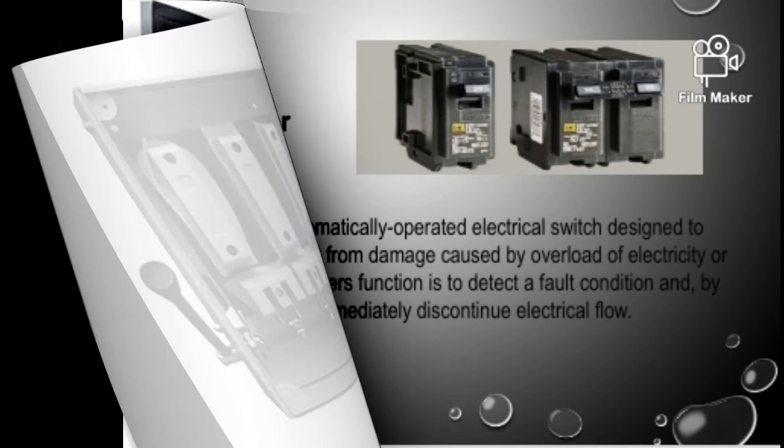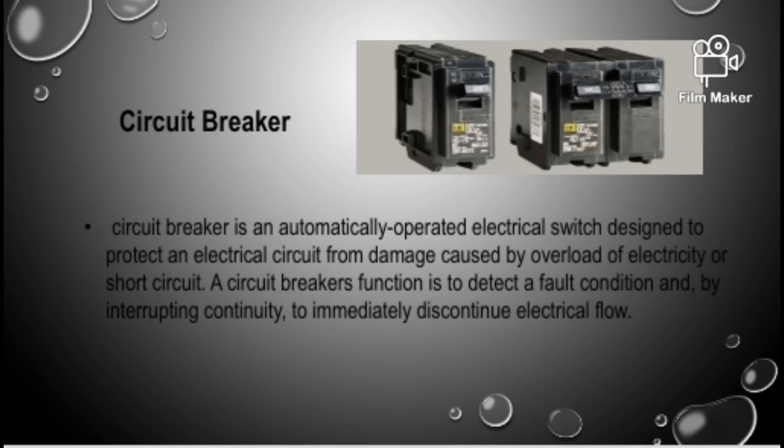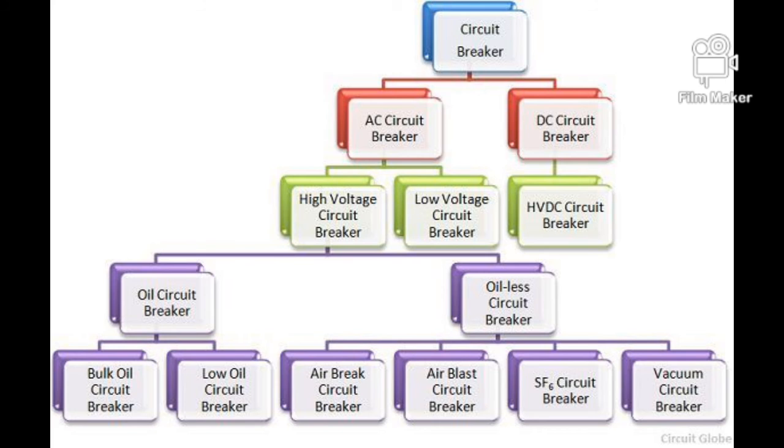Let's move on. Circuit breaker. A circuit breaker is an automatically operated electrical switch designed to protect an electrical circuit from damage caused by overload of electricity or short circuit. A circuit breaker's function is to detect a fault condition and, by interrupting continuity, to immediately discontinue electrical flow. Circuit breakers are divided into two categories: AC circuit breaker and DC circuit breaker.